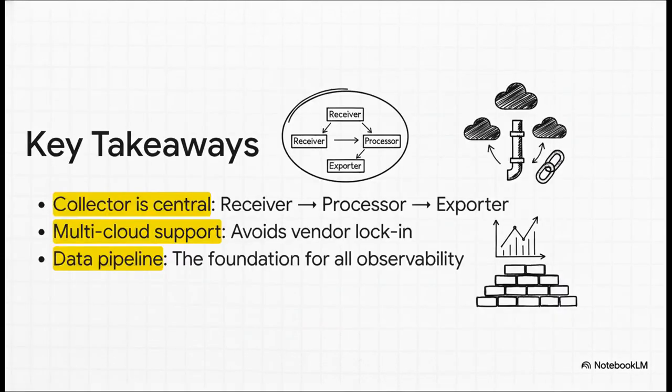All right, so let's wrap this up. What are the key things to remember? First, the collector is the heart of the system, and its flow is always receiver, processor, exporter. Second, this model gives you amazing flexibility, especially in a multi-cloud world, and it saves you from vendor lock-in. And finally, remember that this entire data pipeline is the essential foundation you need to build true, deep observability.